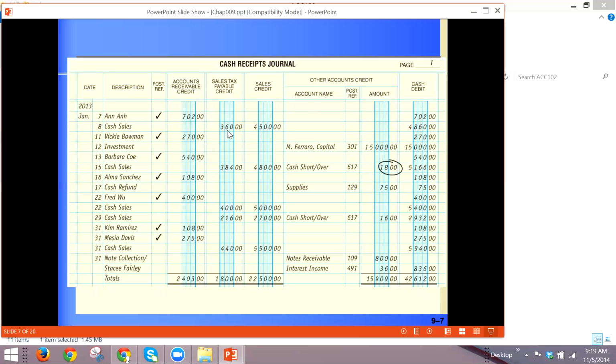These are the same journal entries that we made in Accounting 101, but we didn't stop just at journalizing it in the journal entry format within the journal and then post it to the ledger. This is a summarizing way of saving work. So here, what happens with Vicki Bowman? Vicki paid us $270 for paying off some of her accounts receivable. Here we have on January 12th an investment. Again, this is cash receipts.